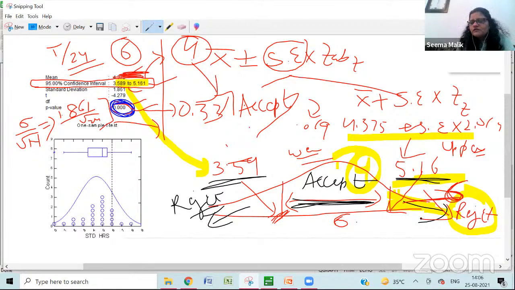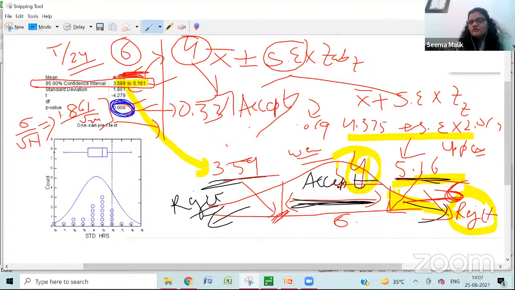If I am given the value 4 to test, and I am only having the confidence interval, then also I can conclude that the 4 value lies between my confidence limits. It means I have 95% confidence regarding my test. It means I will accept my hypothesis.